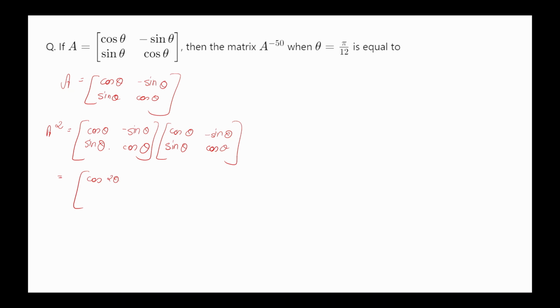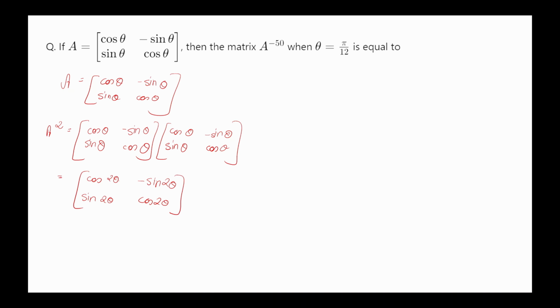What would I have below this? Sin theta cos theta plus cos theta sin theta basically becomes sine of 2 theta. Similarly here, if I take minus common, I would have minus sine 2 theta, and below I would have minus sine square theta plus minus cos square theta. If I take minus to be common, I can have sine square theta minus cos square theta, so simply it can be written as cos of 2 theta again. So I'm getting my A square to be this.